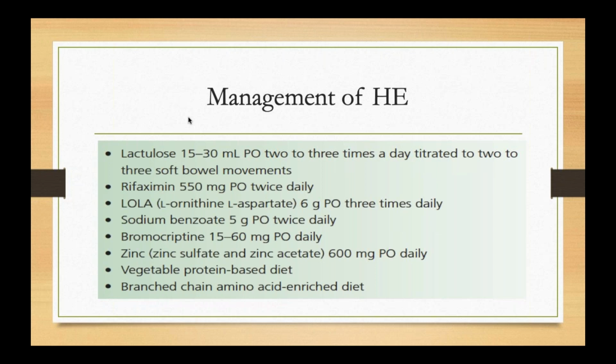LOLA you can give basically, but still not very helpful. Sodium benzoate decreases the ammonia through the urine. It is one of the least studied drugs because it is the cheapest available at any kirana store, pansari ki dukaan, everywhere it is available, and can be used in HE. Branched chain amino acid decreases the HE, but the main pillars are lactulose and rifaximin.